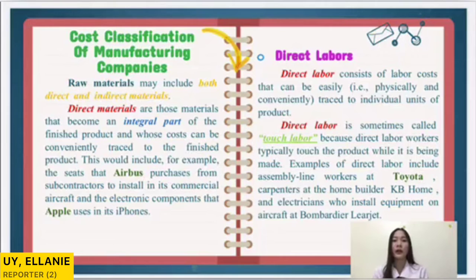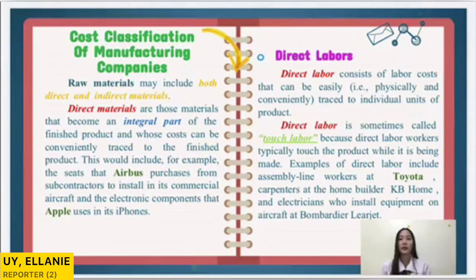Direct labor. Direct labor consists of labor costs that can be easily traced to individual units of product. Direct labor is sometimes called touch labor because direct labor workers typically touch the product while it is being made. Examples of direct labor include assembly line workers at Toyota, carpenters at the home builder KB Home, and also electricians who install equipment on aircraft at Bombardier Learjet.